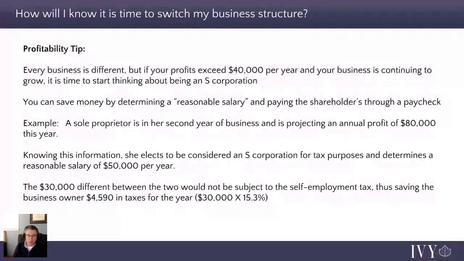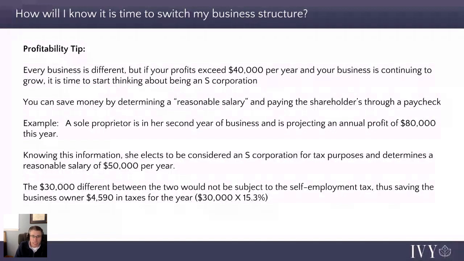So for example, a sole proprietor is in her second year of business and she's projecting an annual profit of 80,000 this year. So knowing this election, she elects to be considered an S corp for tax purposes, and she determines a reasonable salary of 50,000 per year. And basically what that means is the $30,000 difference between the two is not subject to self-employment tax anymore, and it's saving the business about $4,500 in taxes.